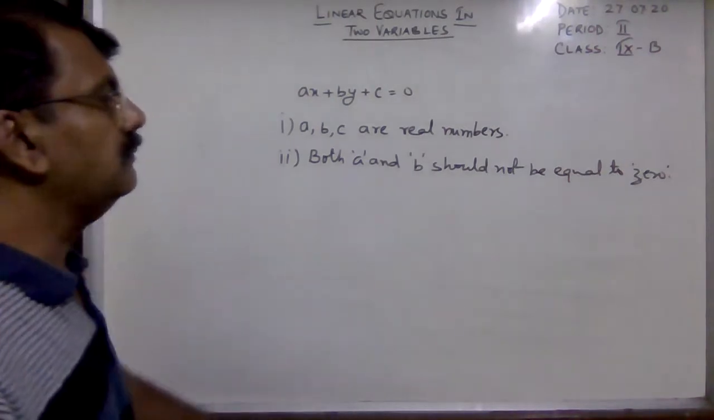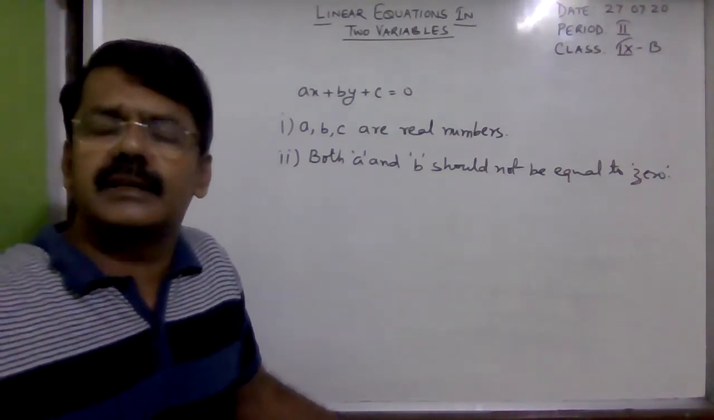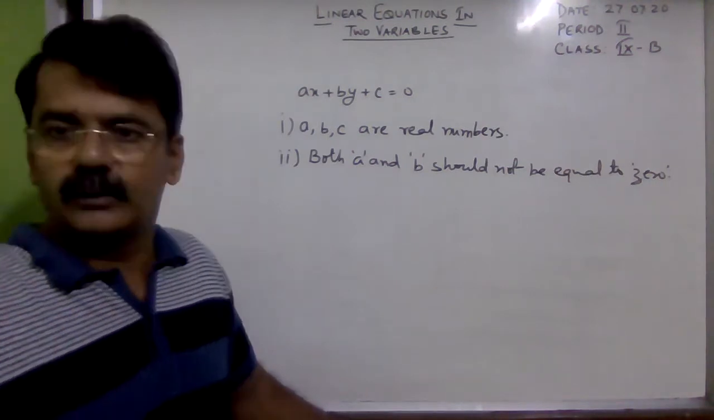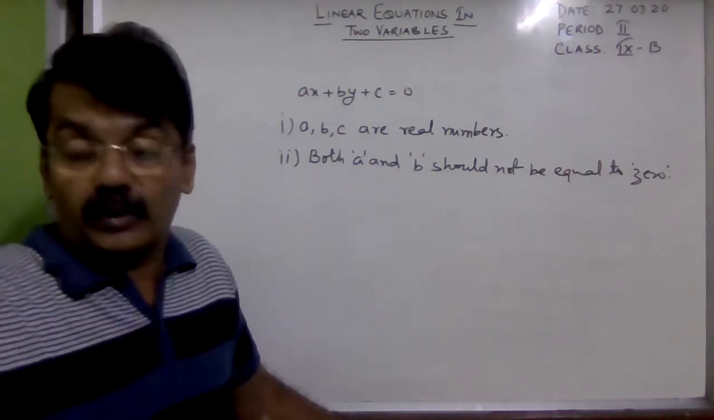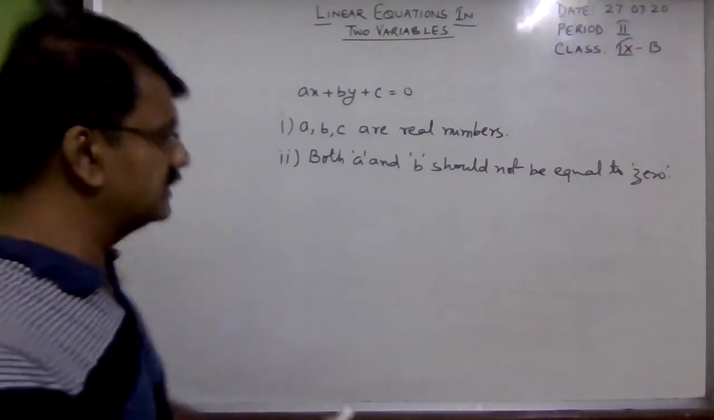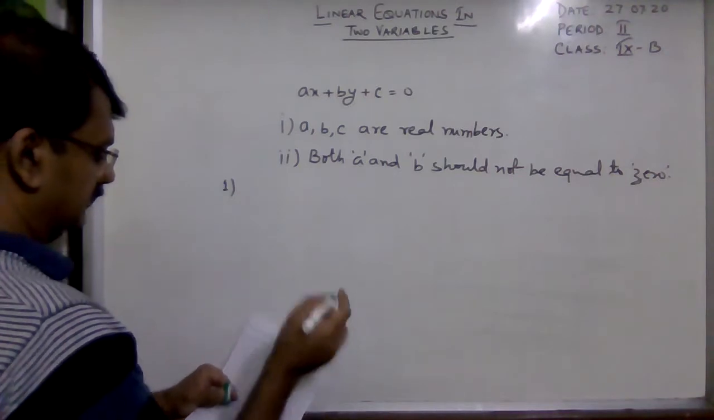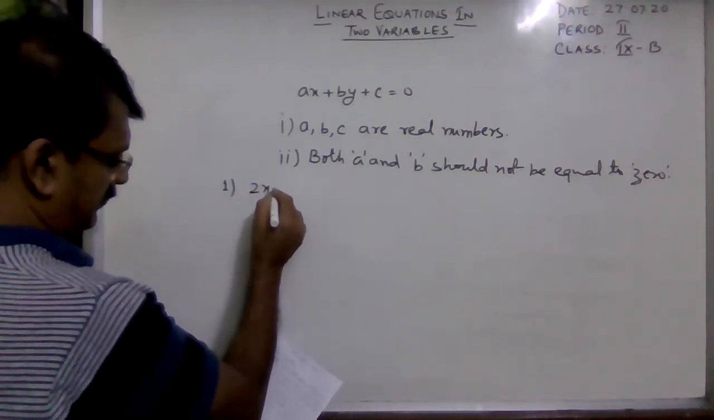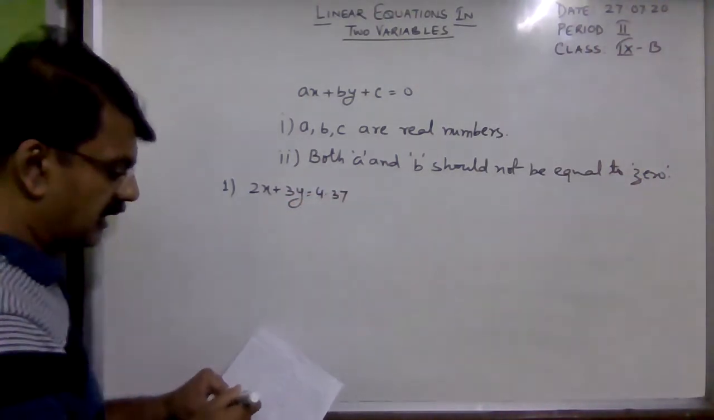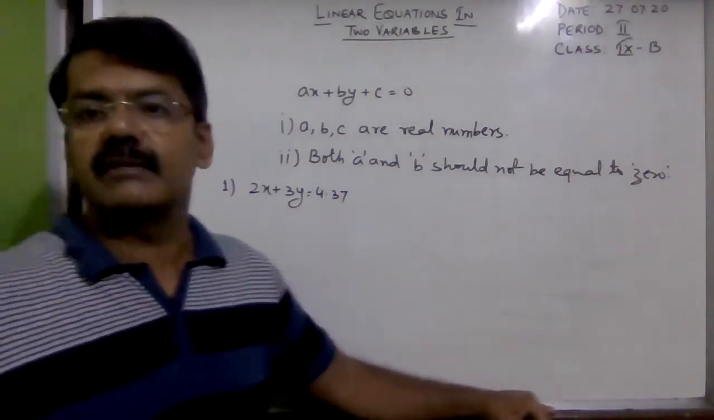Now I'll write some linear equations, and you have to tell me what is the value of A, B and C in those. In fact, I am going to tell you what are the values of A, B and C in those examples. So the first one, the equation is 2x plus 3y is equal to 4.37. Now by comparing it with that equation, you have to tell what is the value of A, B and C.